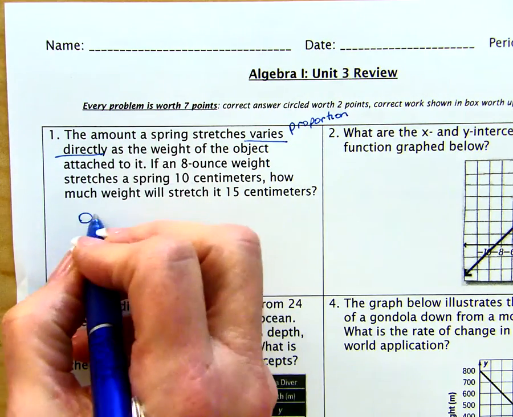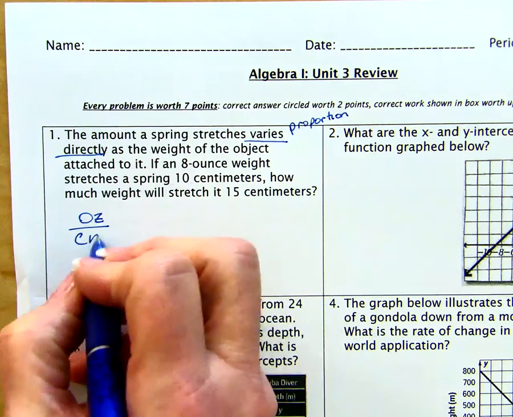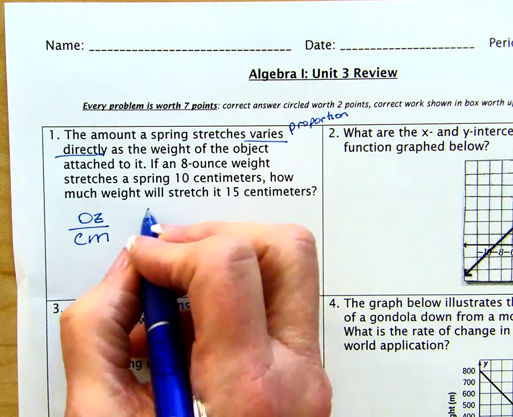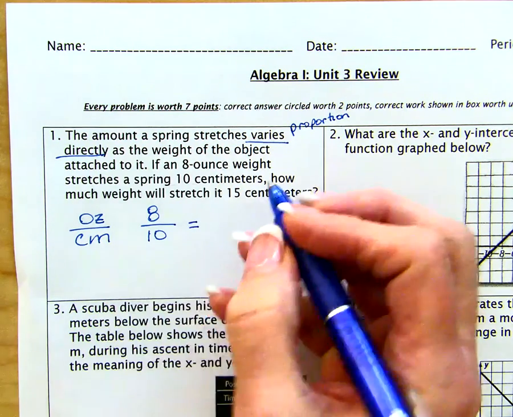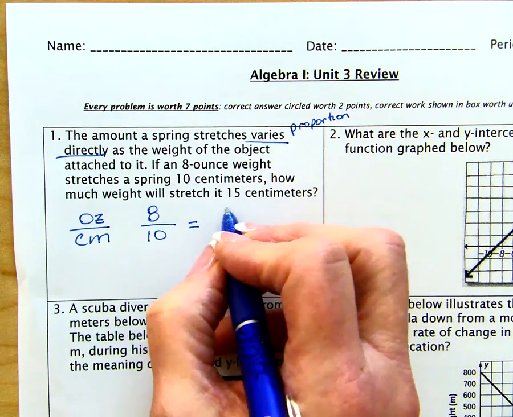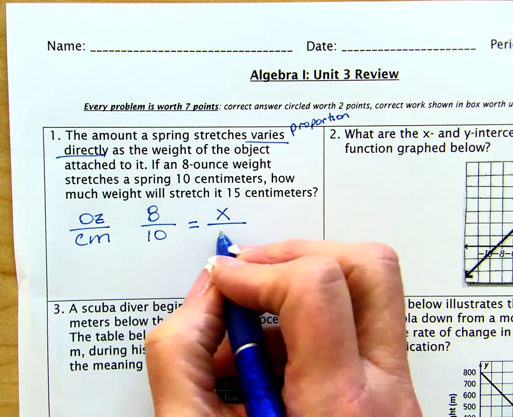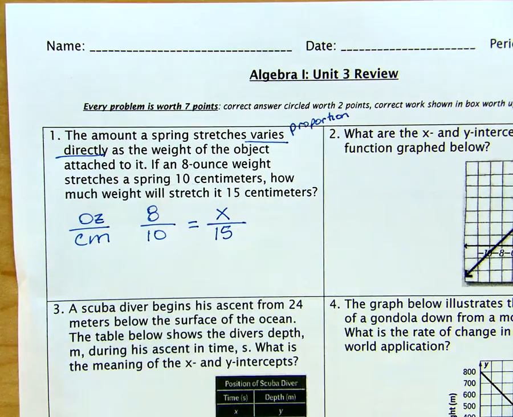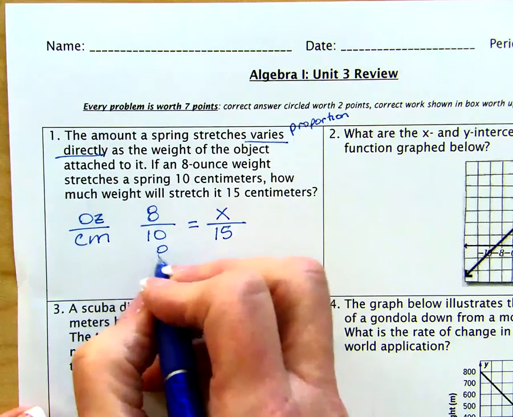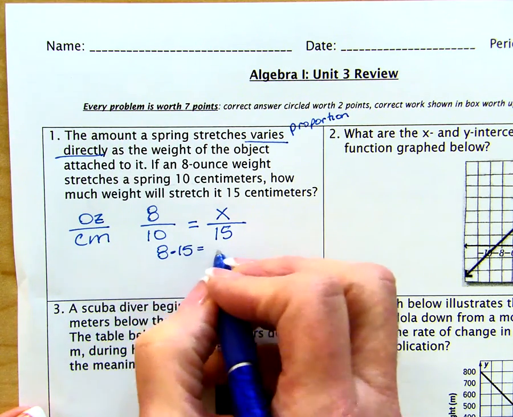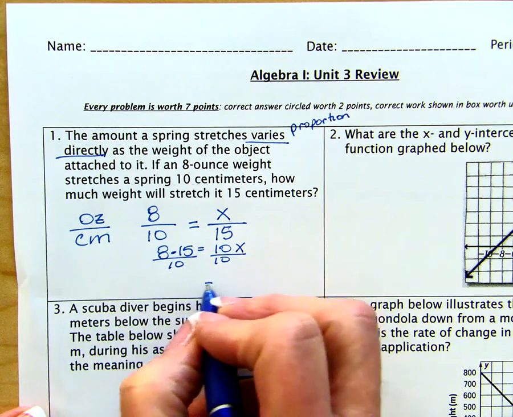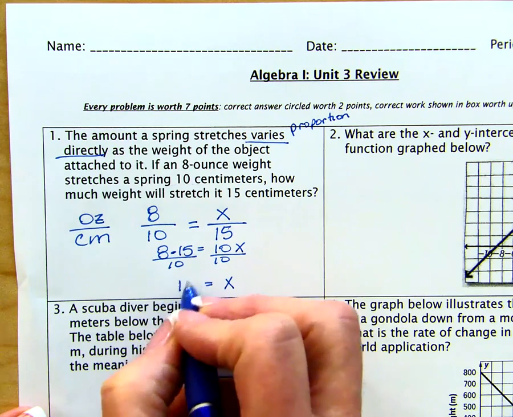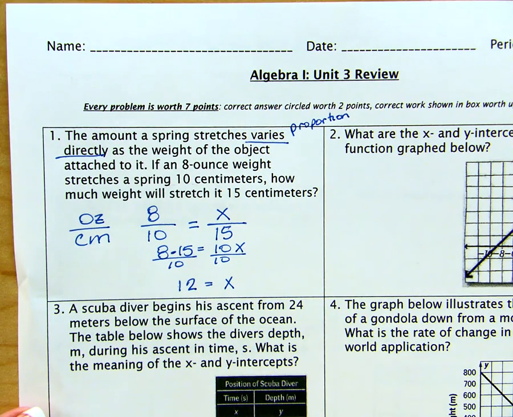15 centimeters. So we have ounces to centimeters. An 8-ounce weight stretches the spring 10 centimeters in the same way that some weight that we don't know will stretch the spring 15 centimeters. So here we will cross multiply and then divide everything by 10 to get that a 12-ounce weight will stretch the spring 15 centimeters.